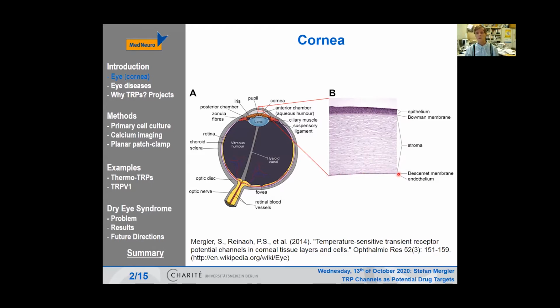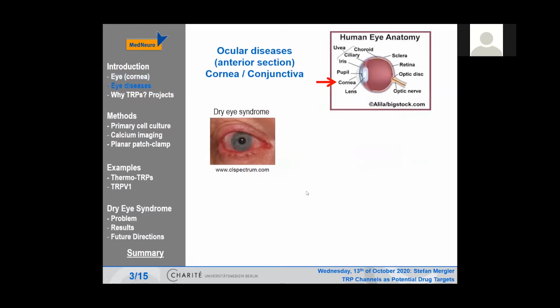The endothelium is only one cell layer, which is responsible for pump function and barrier function, and it's totally important for the cornea, especially in the context of cornea transplantation. This is only for your information on how the cornea is structured. Coming to the next, I would like to introduce some eye diseases.